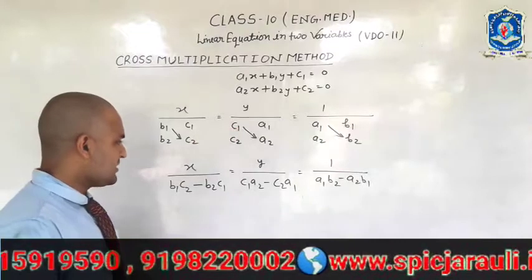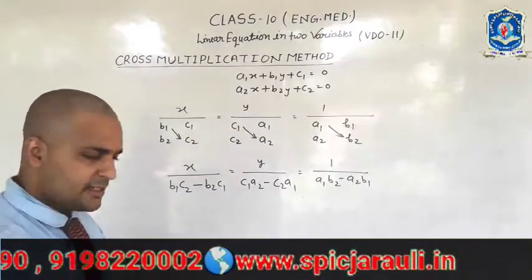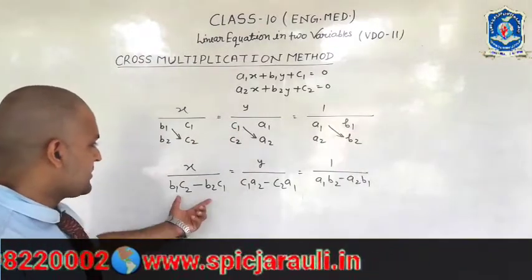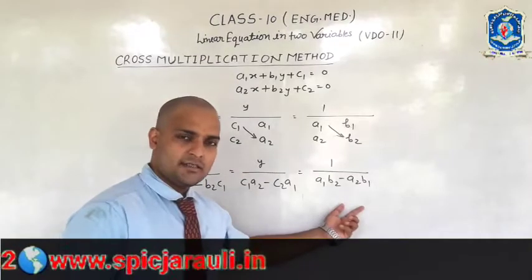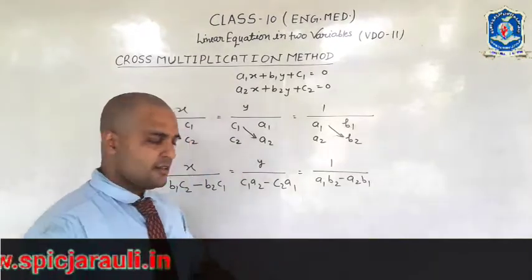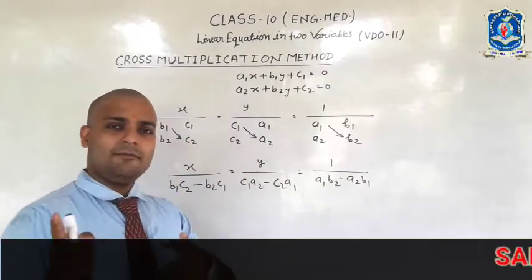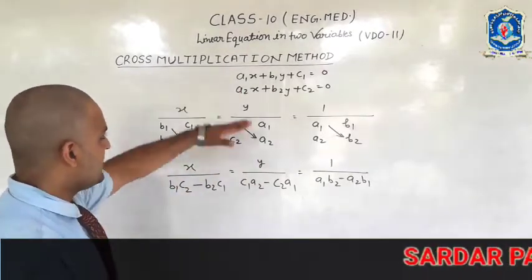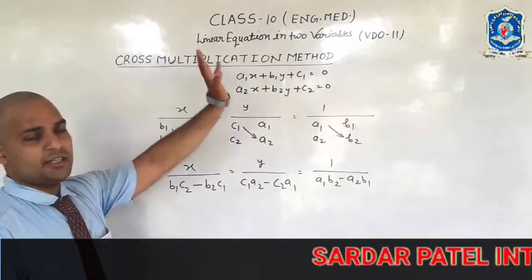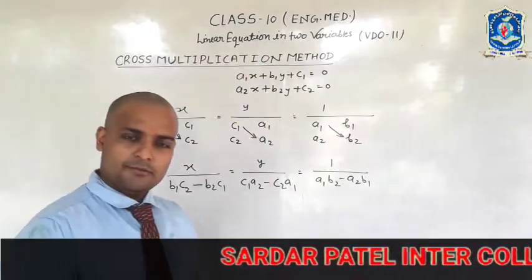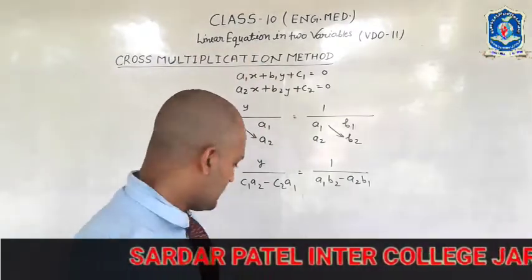That's it, this is the process. For the variables x and y, first we take the x term and the last term to find the value of x, then we take the y term and the last term to find the value of y. This is the process of the cross multiplication method. Now we take an example.